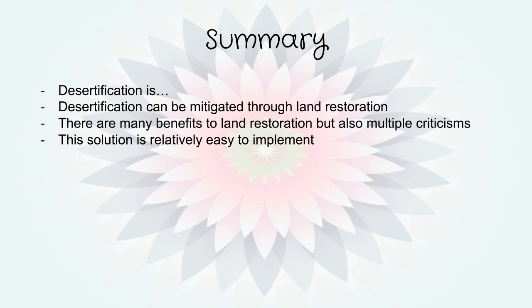In summary, desertification is the degradation of land due to environmental and anthropogenic factors. Planting crops is one of many mitigation strategies, with not only environmental but also economic benefits. Its drawbacks include cost, water usage, and coordination.